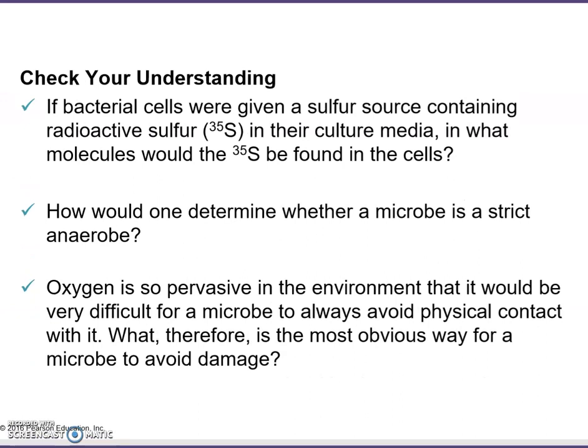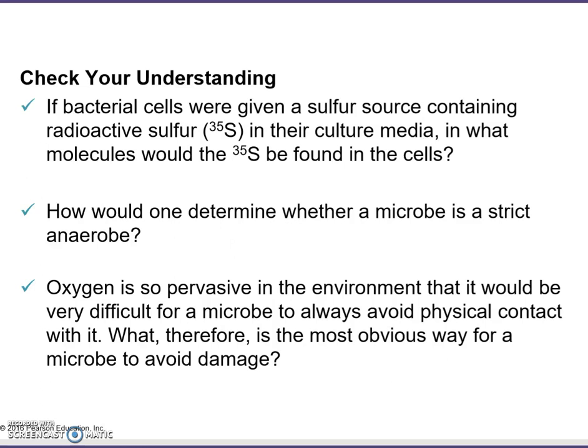So here we can quickly check our understanding. If bacterial cells were given a sulfur source containing radioactive sulfur S35, where would you find that, and what part of the cell might contain that? What should come to mind would be proteins that contain amino acids that sometimes contain sulfur.